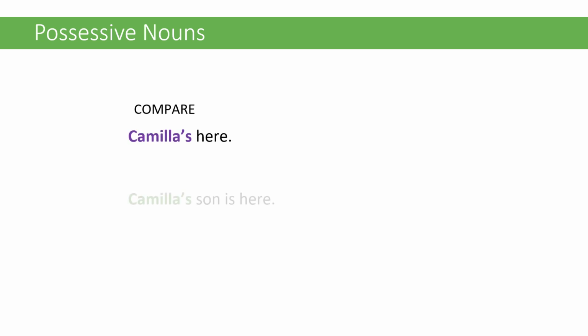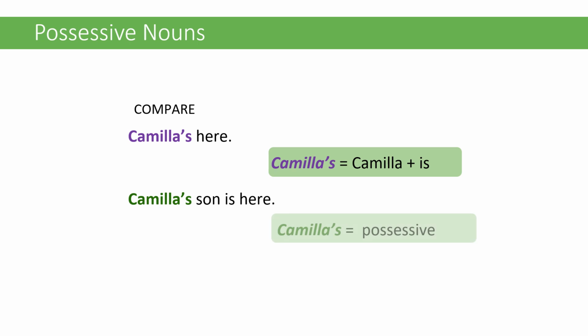Be careful. Sometimes an apostrophe plus S is used in the contractions is or has. Compare the sentences. Camilla's here. Camilla's son is here. Can you see the difference? In the first sentence, the apostrophe S is a contraction. What it means is Camilla is here. In the second sentence, it shows possession. Camilla's son is here. It means the son who belongs to or is related to Camilla is here.